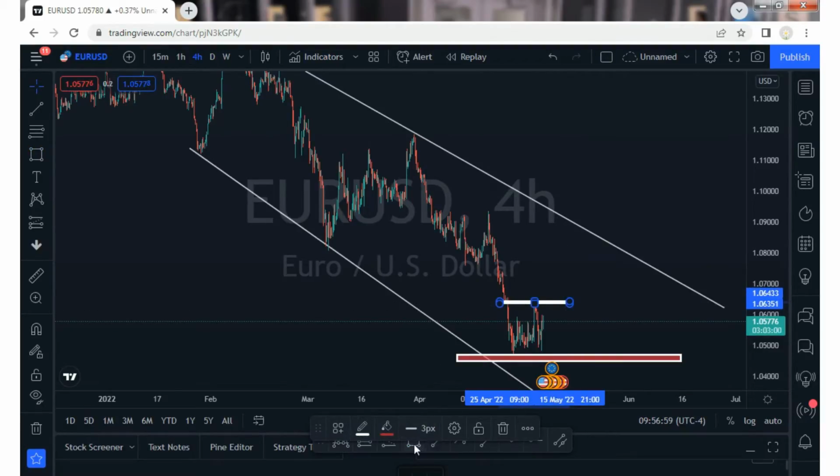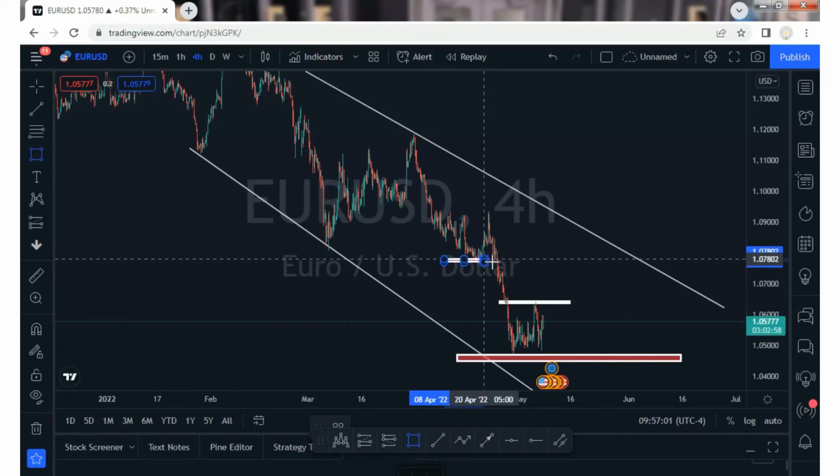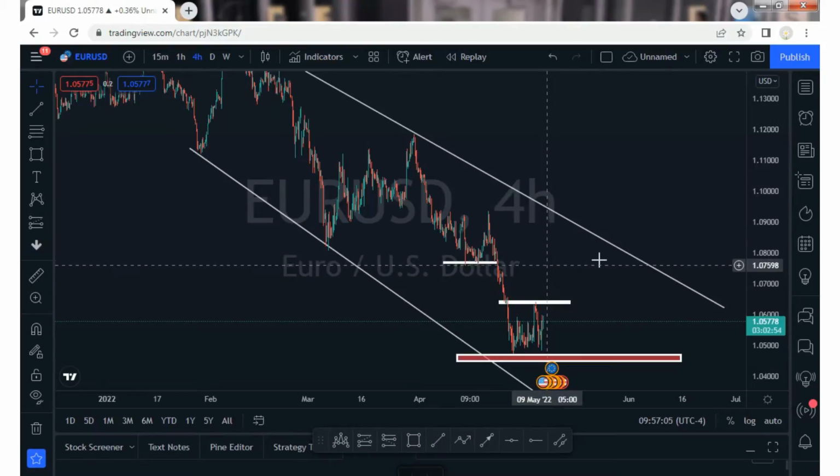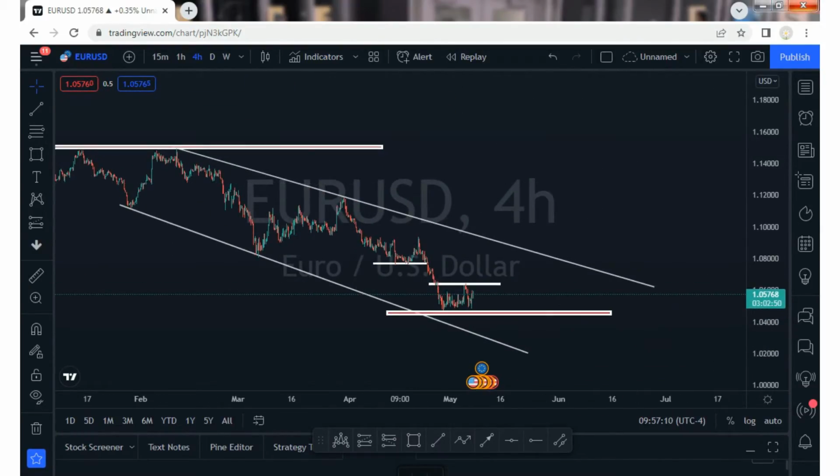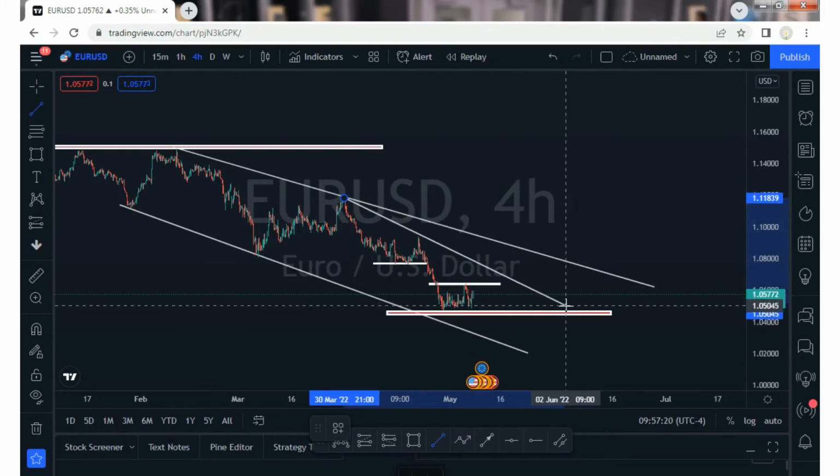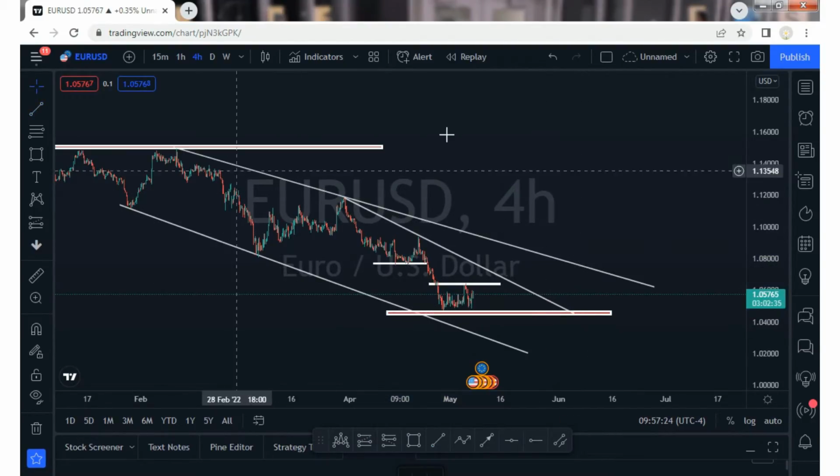Yeah, this is another one. This is support. Okay, yeah, so I can also spot another lower high, so I'm going to connect them. Yeah, this is here, so just extend it.